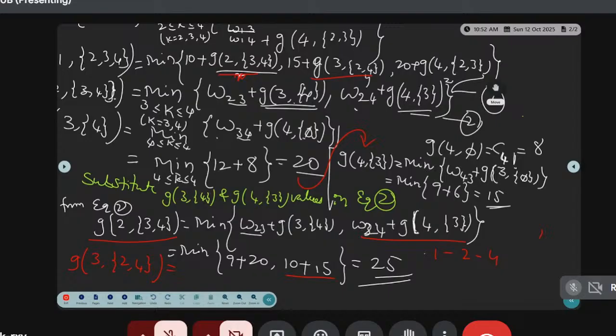Is the copying done? Over. Then you do the next one, next one. G of 3 comma 2 comma 4. G of 3 comma 2 comma 4. This is over. Hmm? Now this one.